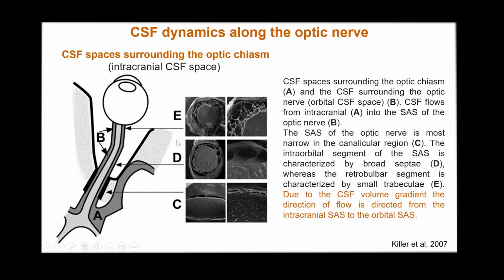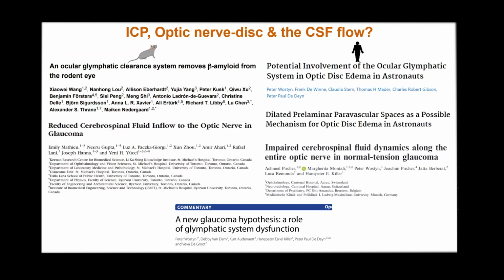So this is basically a schematic where you can see the subarachnoid space of the cranial compartment is in continuity with the optic nerve. So the flow is directionally driven from the intracranial subarachnoid space to the orbital subarachnoid space. And there have been several studies which have looked into this, also from a clinical perspective, in patients with glaucoma and in astronauts with optic disc edema, where the lymphatic system could play a role in mediating all the CNS changes that happen in microgravity.